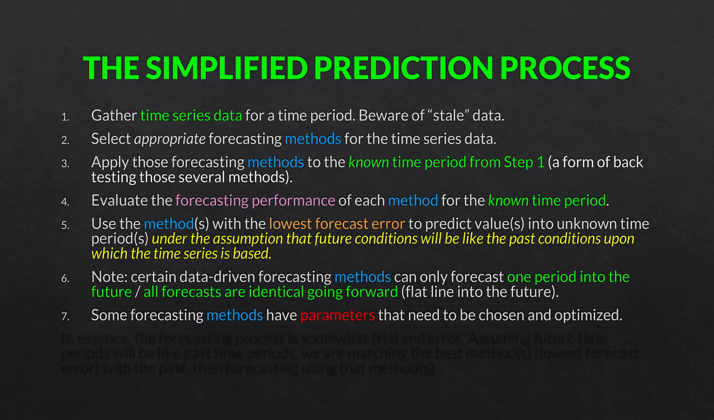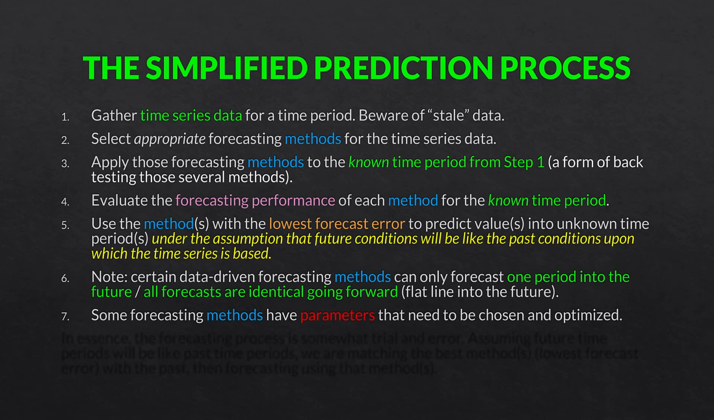Step 7. Some forecasting methods have parameters within them that need to be chosen and optimized. A few quick examples of this are moving averages. So we can select the time period for the moving average. We could have a 3 time period moving average, 5 time periods, 10, 30, or whatever. We could also have weighted moving averages.